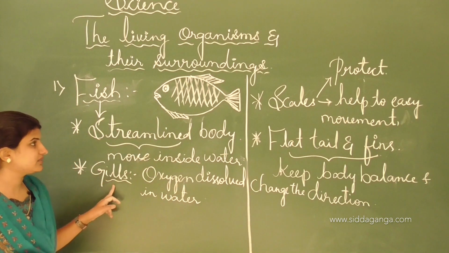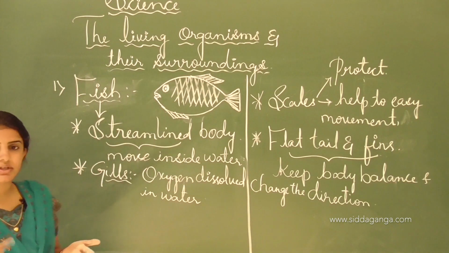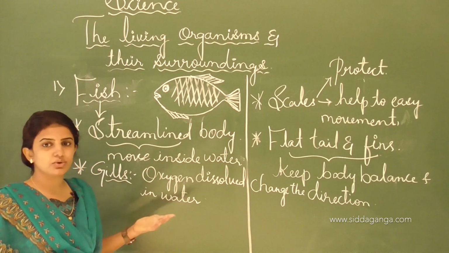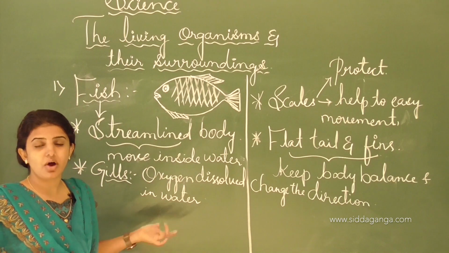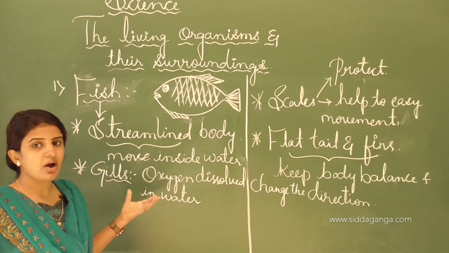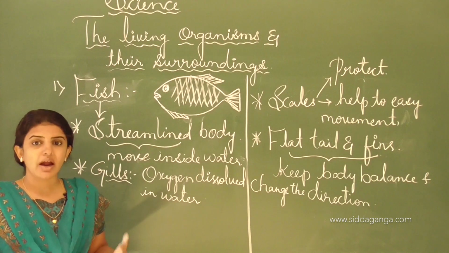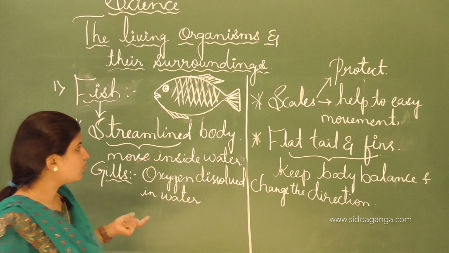And next one is the gills. Usually the fishes have gills, and these gills are helpful to the fishes to get the oxygen dissolved in the water. Oxygen is usually dissolved in the water which can be utilized by all living organisms present in the aquatic habitat.